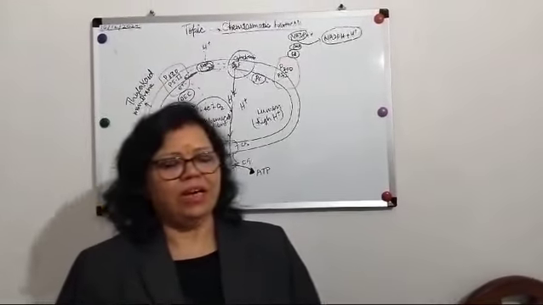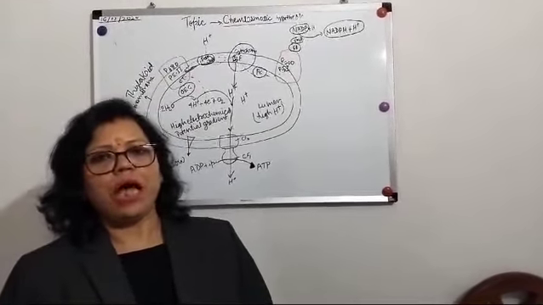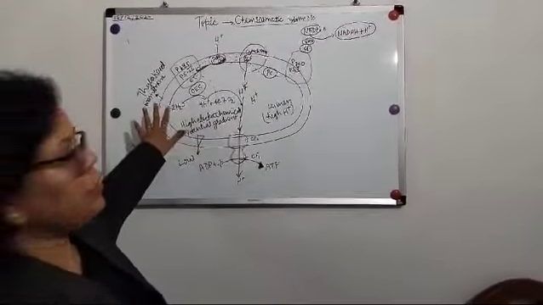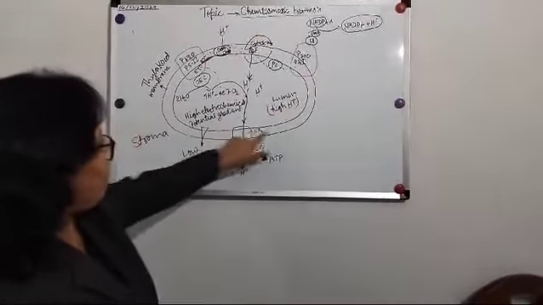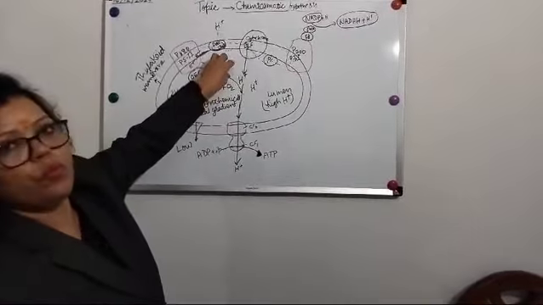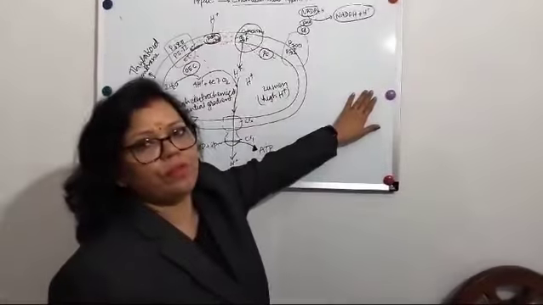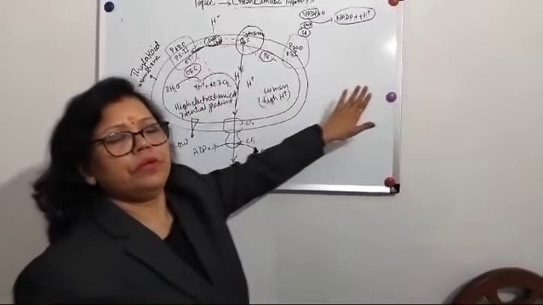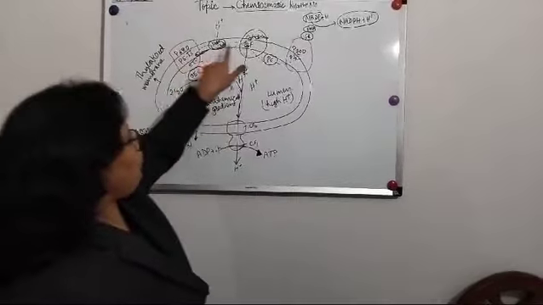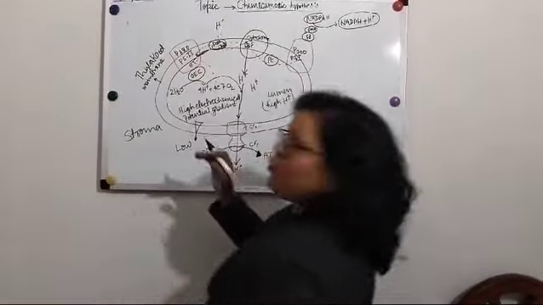We can understand the chemiosmotic hypothesis of ATP formation with this diagram. This is the diagram of thylakoid membrane. This is the thylakoid lumen, and this one is the stroma of the chloroplast. Now, as we know, the thylakoid membrane has photosystems.